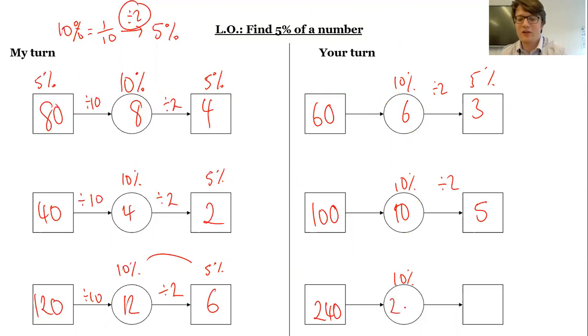And here I get 240 divided by 10 is 24. That's 10%, 1/10. But I now need to find 5%, so I need to divide this by 2 because 10 divided by 2 is 5. 24 divided by 2 then is 12. So 12 is 5% of 240.